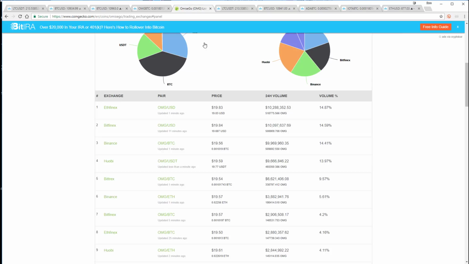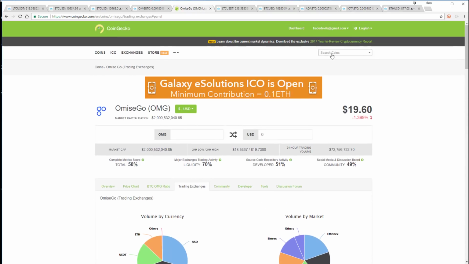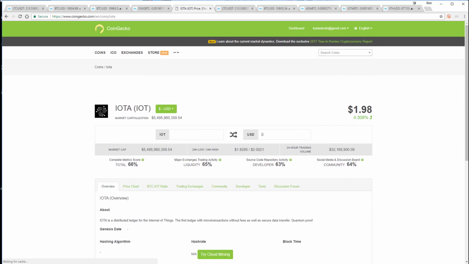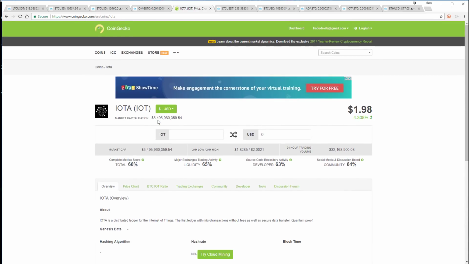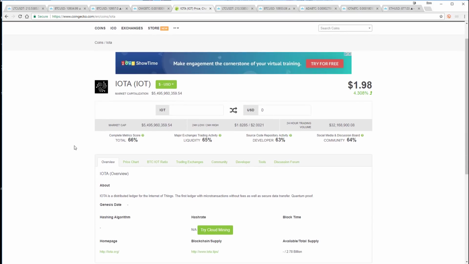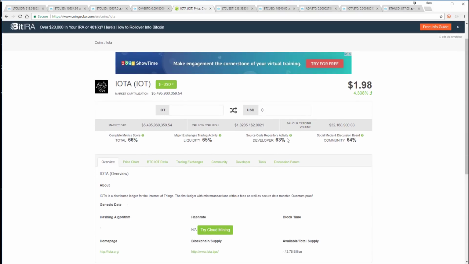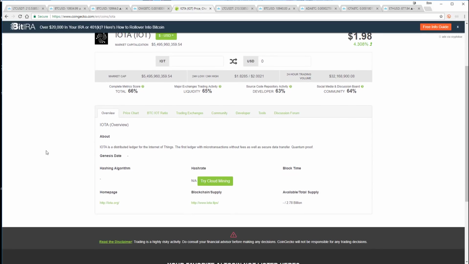Now, IOTA is a pretty big project here. Let's get it up over here. We can see, of course, we're at 5 billion, almost 5.5 billion here. So very high scoring here, and here. Pretty consistent across the board, all in the mid 60s.